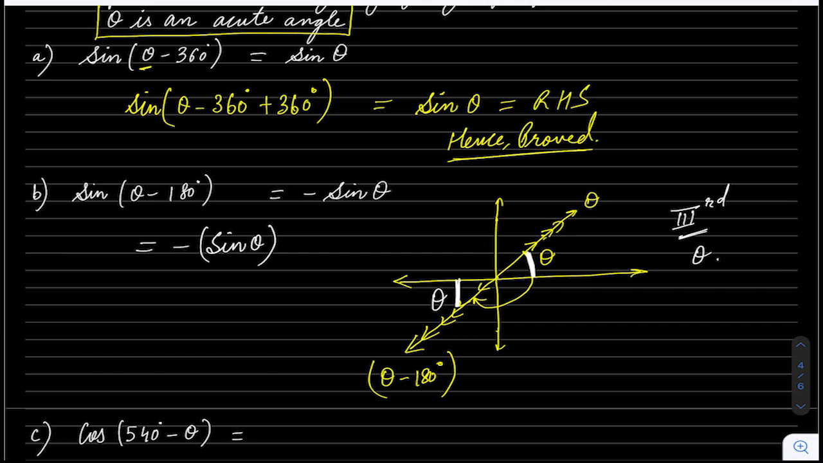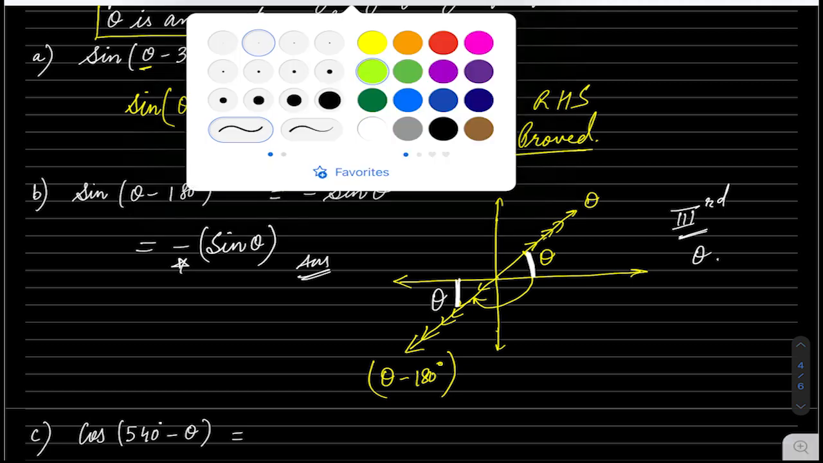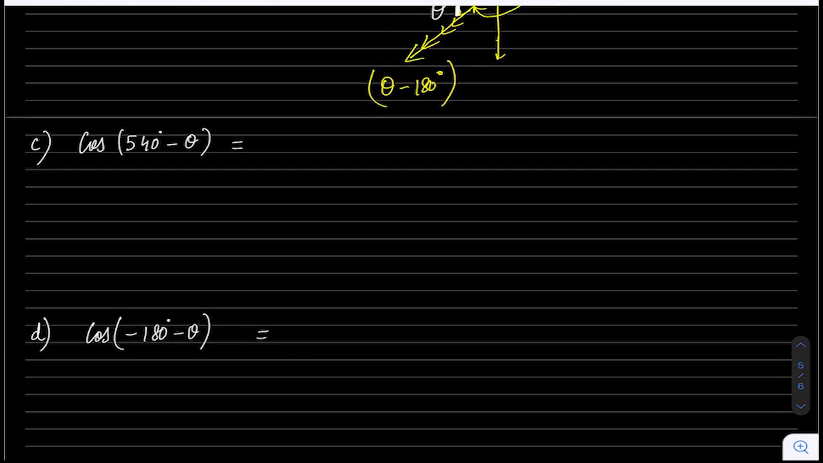And we have to give reasons. So you can give: because this angle will be in the third quadrant, and in the third quadrant sine is negative. That's why it's minus sine theta. That's the explanation that we can give.